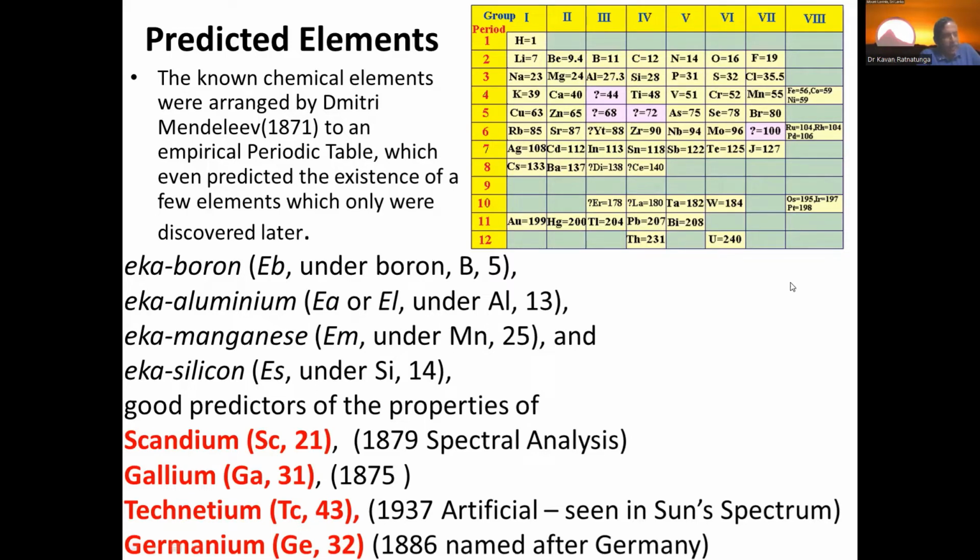And then finally, technetium, which had been seen in the sun's spectrum, was created artificially in 1937 in the atomic reactors. So you have another case where empirical theory goes into some predictions and then to reality.